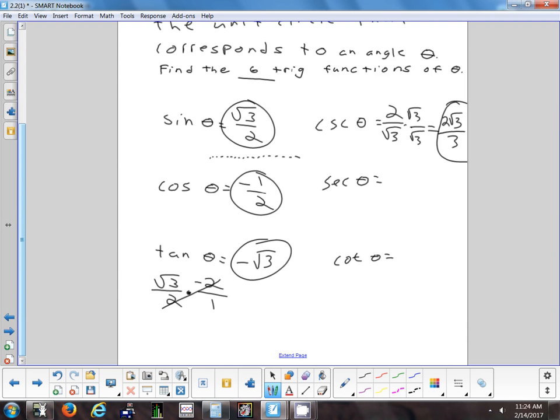Sydney, can you tell me what I get for my secant? 2 over... Yeah, 2 over negative 1. And what do you get if you take 2 divided by negative 1? Yeah, just negative 2. Okay, and the last one, we need to flip tangent, but we don't have a denominator. So what can I always put as a denominator if I want? Do you know? Yeah, you could always put a 1.